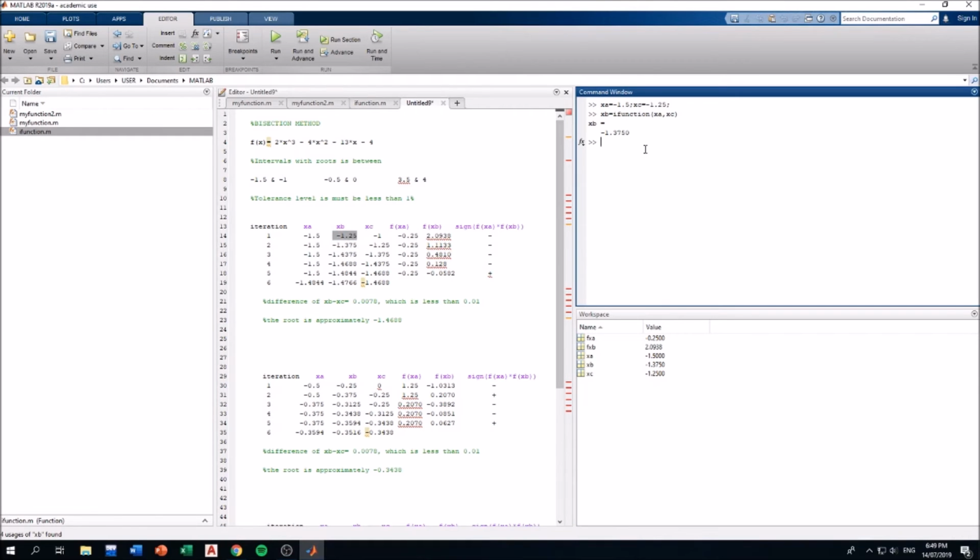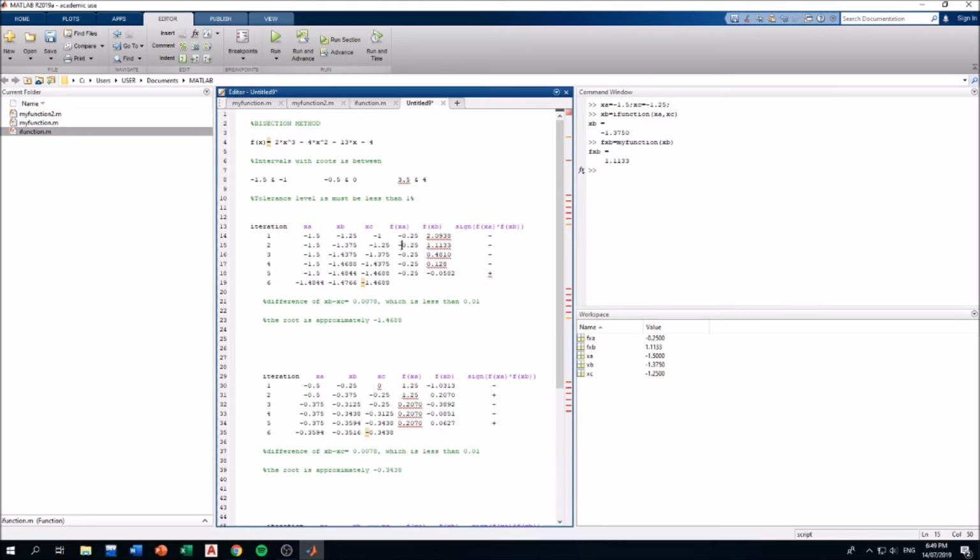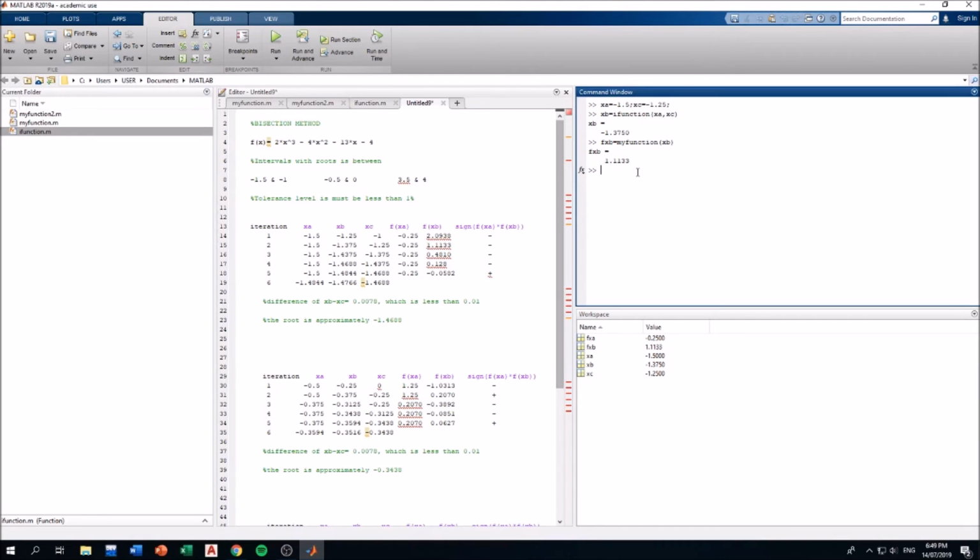F of x sub a is the same as the first one, so we will just copy it. Now we will find f of x sub b, my function of x b, 1.1133 there. And now the signs, we will multiply the signs, which will give us negative.